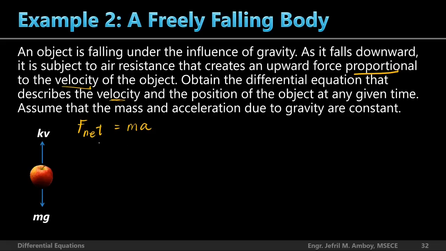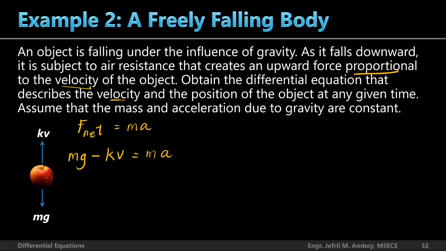Now, the net force acting on this object can be obtained by getting the sum or the resultant of these two. So we have mg minus kv equal to m times the acceleration. So you might wonder why the sign of mg is positive and the sign of kv is negative, while in fact the arrow is pointing upwards.